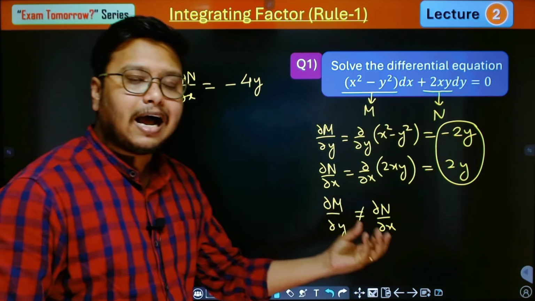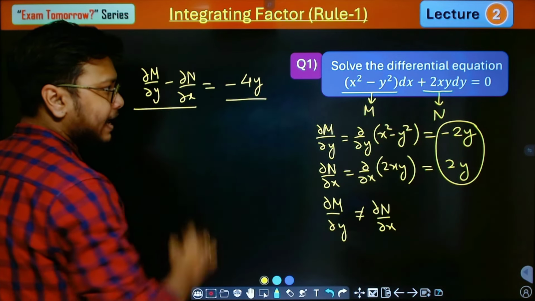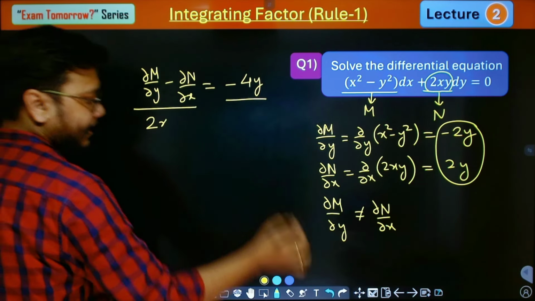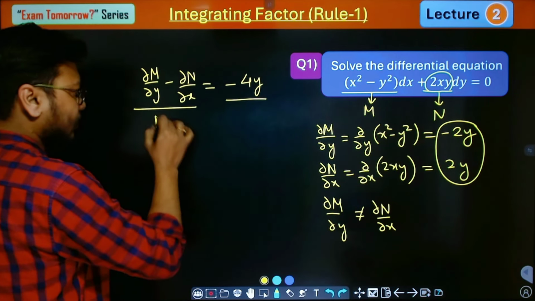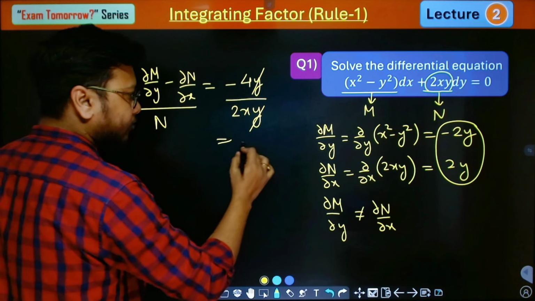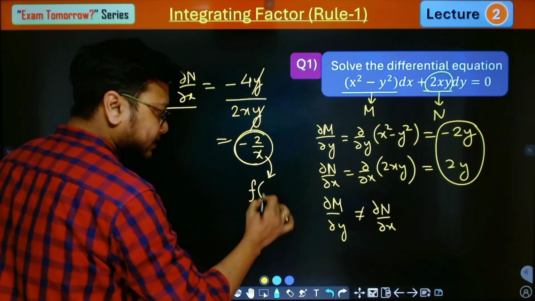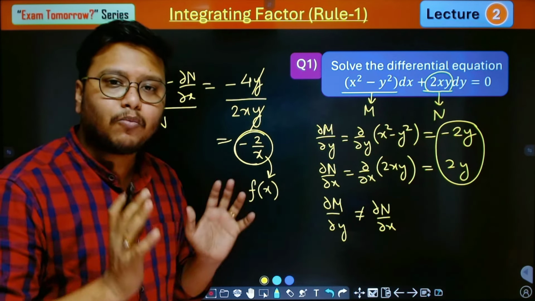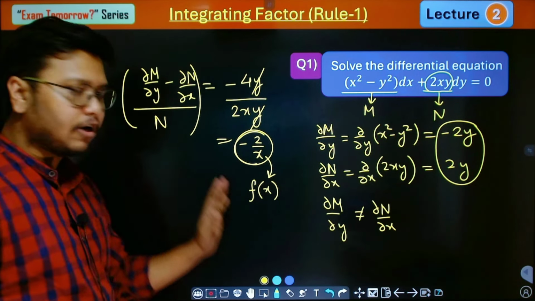Now I want to divide this by n. What is my n? My n is 2xy. So if I divide by n, that means 2xy. The y gets cancelled and I'm left over with minus 2 by x. And you can see this is definitely just a function of x, right? So that means rule number 1 has been satisfied. I have got this quantity as a function of x.